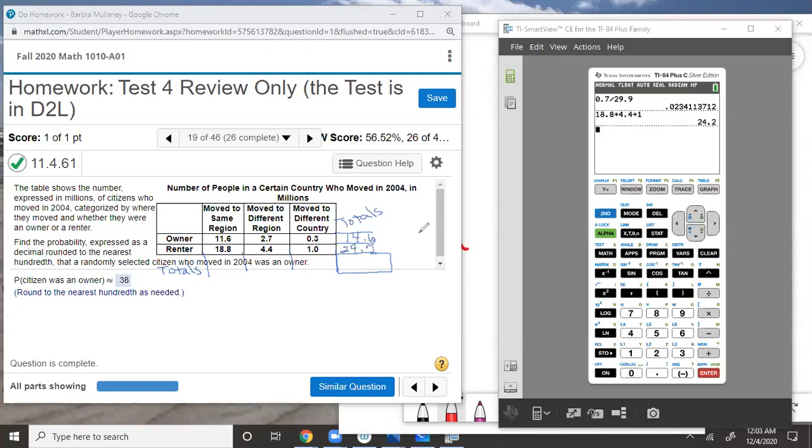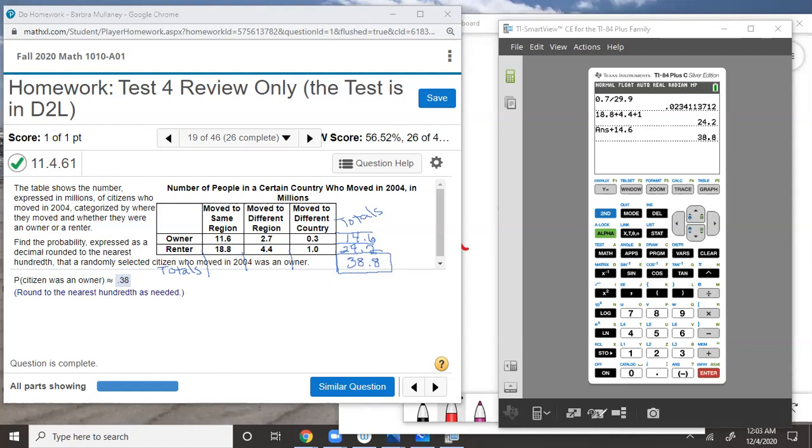And now we go ahead and add those two numbers. 24.2 plus 14.6, and the grand total is 38.8. We could have gotten this grand total if we summed up all of the columns as well, which you're welcome to do.